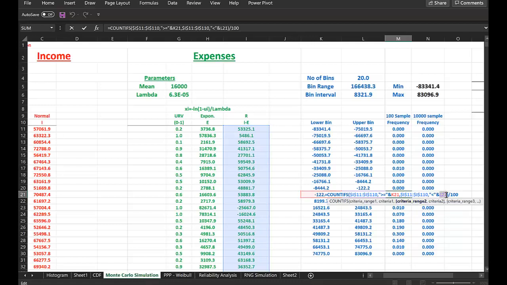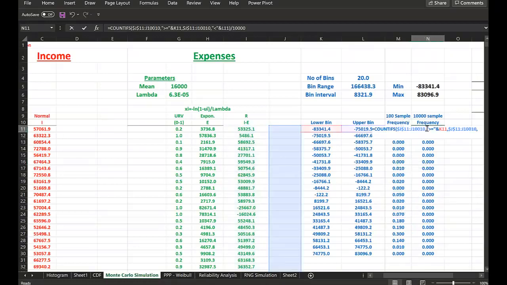And this criteria is L21, that is upper bin size, and this is I11 to I110. So basically in this case we calculated the frequency for 100 samples, and the same thing we can repeat for 10,000 samples. So once again in this case we will use the COUNTIF function, and we will go from 11 to 10,010.